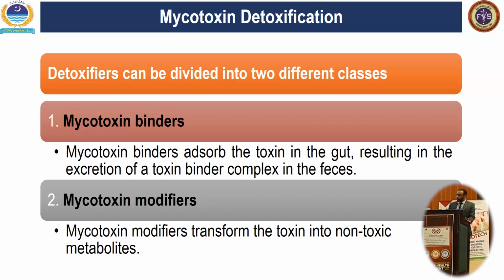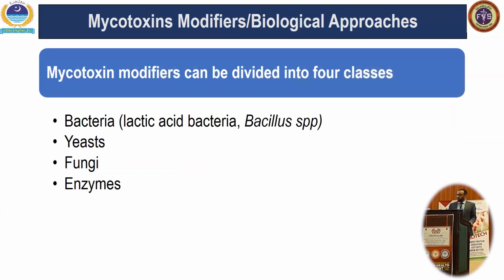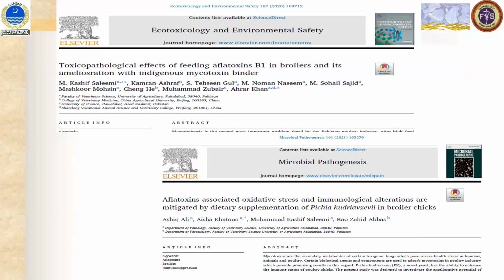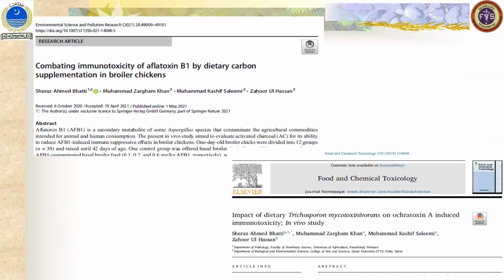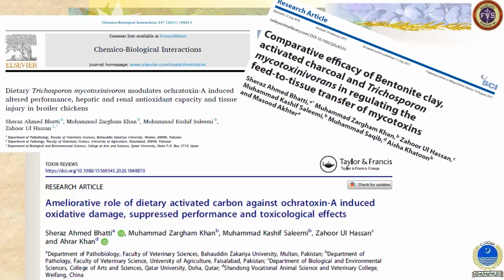Among detoxification, there are two types of products, mycotoxin binders and mycotoxin modifiers. Binders absorb the toxin in the gut, resulting in excretion of the toxin. Modifiers sometimes modify the mycotoxin into less toxic products. And among these modifiers, we include bacteria nowadays, yeast, fungi, and enzymes. Our group has worked on these substances to identify locally available substances that have this potential. These are the papers published in world-renowned journals on mycotoxins.